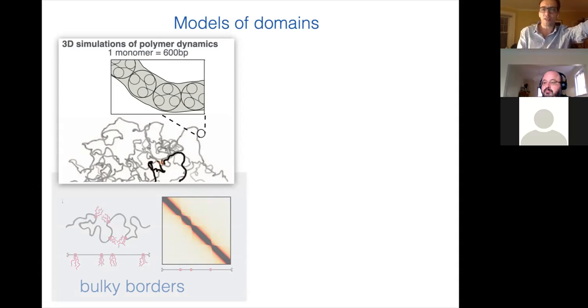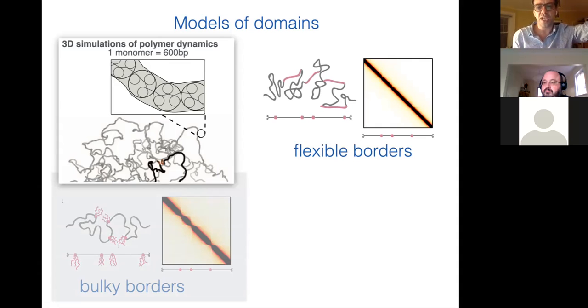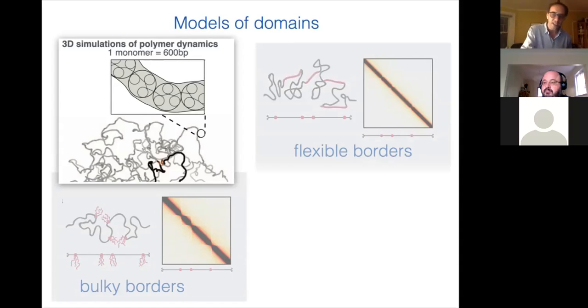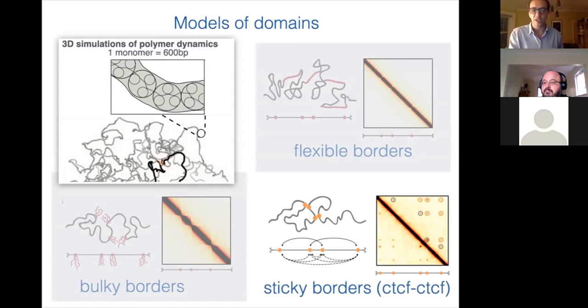So then we looked in the model where we say, what if these regions at the domain boundaries are long and flexible? And again, I simulate this and I do not get domains. So this didn't really reproduce domain structure. Then we had an idea that maybe these regions are formed by elements that just stick to each other. Maybe there are some proteins that bind here and they have affinity for each other. Would this generate domains? And the answer is no, it would not.